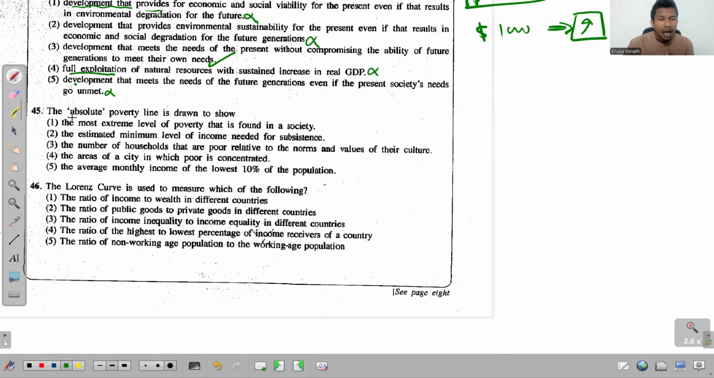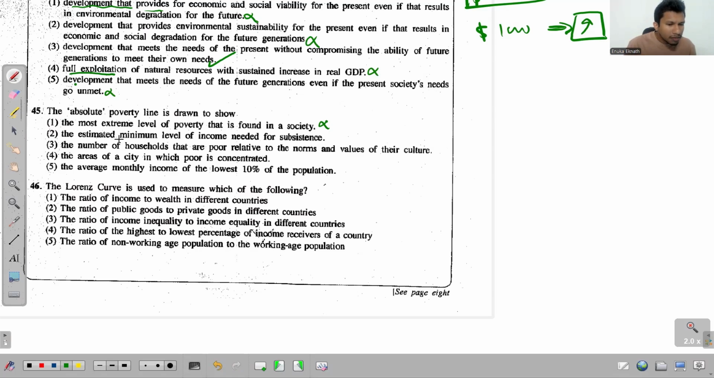Now, the absolute poverty line is drawn. Why is it drawn? It is drawn just to show that we need this much income just to survive in society as a human, and that's the purpose of drawing this. So what's the answer then? The most extreme level of poverty that is found in the society. No, it just says that we need at least a minimum of this much to survive in the society. So this is not true then.